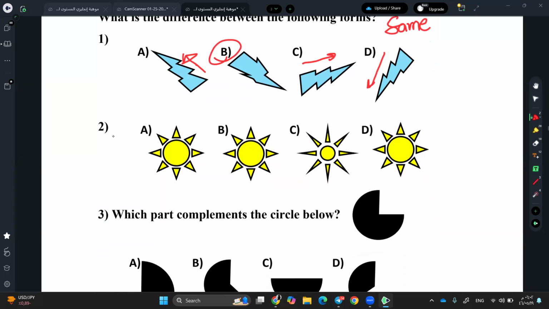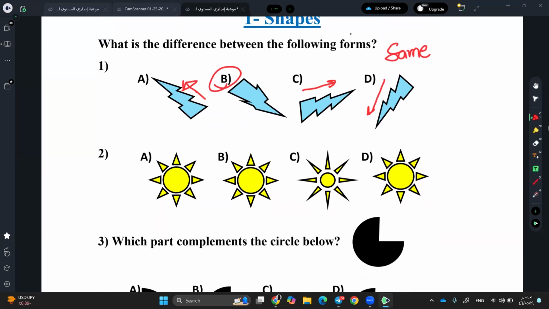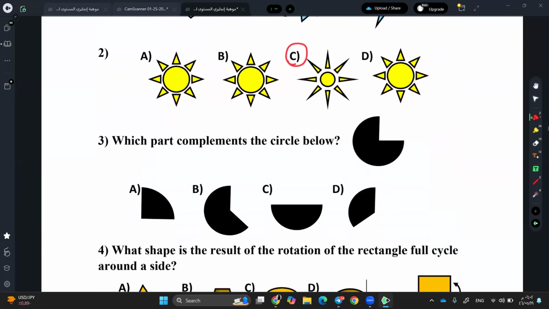Question number 2. C. Excellent. The difference between them is C. Excellent. Okay, yalla question number 3, Ali.